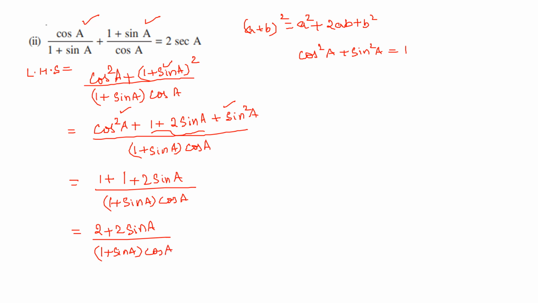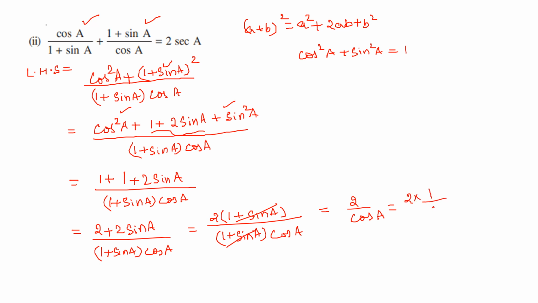Now from the numerator, as you can see, I can take 2 common. So if I take 2 common, I will be left with 1 plus sin A, and in the denominator it is (1 plus sin A) into cos A. Now 1 plus sin A and 1 plus sin A cancel, and I am left with 2 by cos A. This I can further write as 2 into 1 by cos A, and 1 by cos A means sec A. So 2 sec A, and this is my RHS.